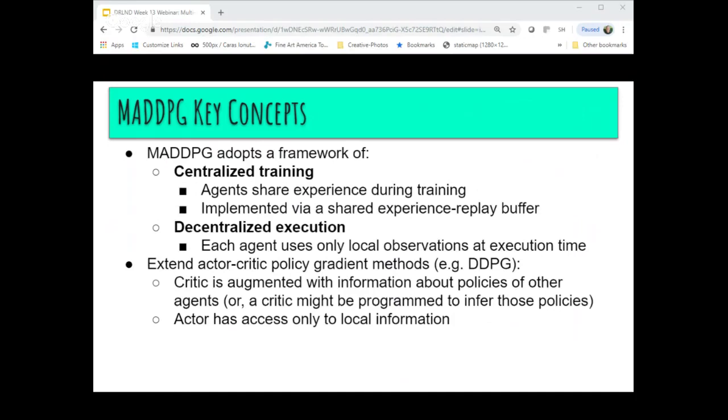The simple answer is that the critic part of the algorithm is augmented to take information about the policies of other agents. Directly, the policies can be shared, or the experience replay buffer can be shared, or the critic might be programmed just to infer those policies by looking at that shared experience replay buffer. But the actor only has access to local information. So of the two key parts of the DDPG algorithm, one part, the critic, is changed. The actor really stays the same as it was implemented in DDPG, with no real change there.